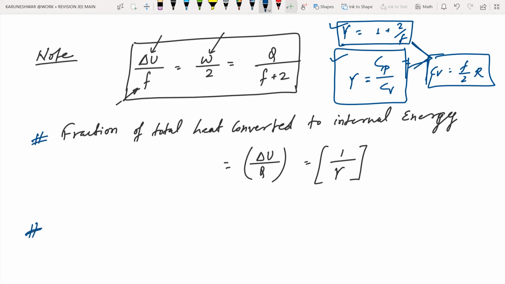And the second important part is, sometimes it is asked you what will be the fraction of total heat converted into work.